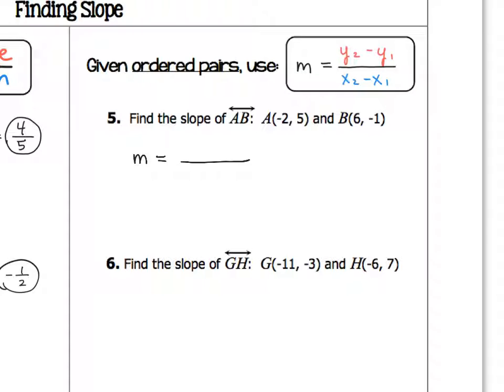So if I start with negative 1, and I call that my y sub 2, then 5 would be my y sub 1, and this would be negative 1 minus 5. Then I need to start with 6 as my x sub 2, so in the denominator this would be 6 minus, and then negative 2 here is my x sub 1 value, negative 2. So really in the numerator I have negative 1 minus 5, and in the denominator I have 6 plus 2. So this becomes negative 6 over 8, and that reduces to negative 3/4.